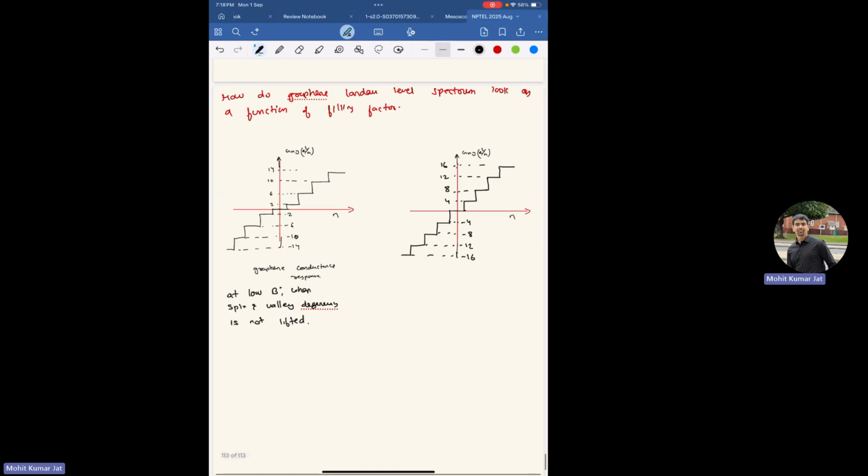So if you see, this is the bilayer Landau level at small B. At high B, of course, if you lift the degeneracy, then there will be 1, 2, 3, 4, all will be there. But at low magnetic field, the single layer graphene will show conductance quantized in units of 2e²/h, whereas the bilayer will show it in units of 4e²/h.